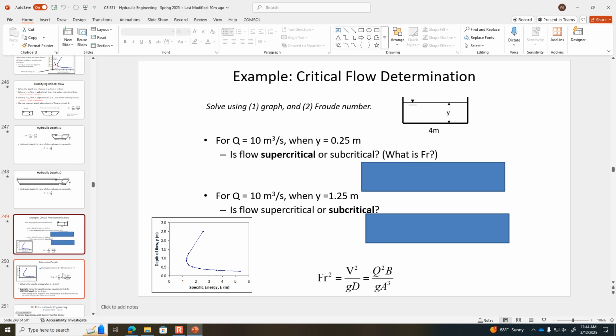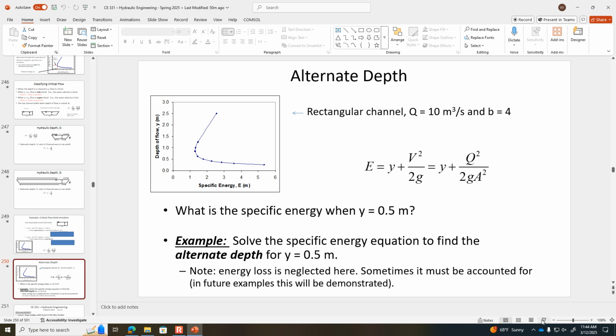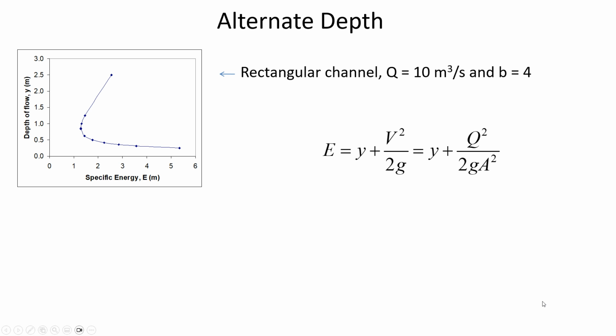All right. So, alternate depths. Alternate depths are those points on the figure that have the same amount of specific energy. Two different depths that have the same specific energy. So E, the specific energy, is the depth plus velocity head. And velocity head is either v squared divided by 2g, or we could calculate the velocity head by Q squared divided by 2gA squared.